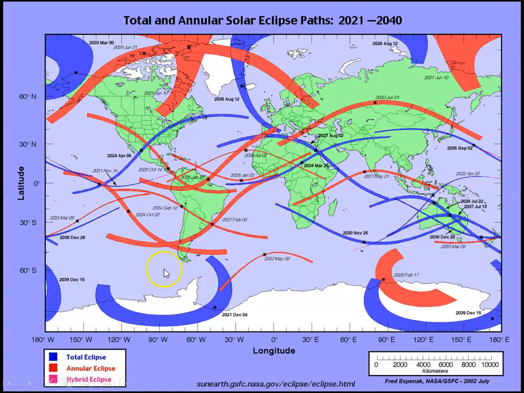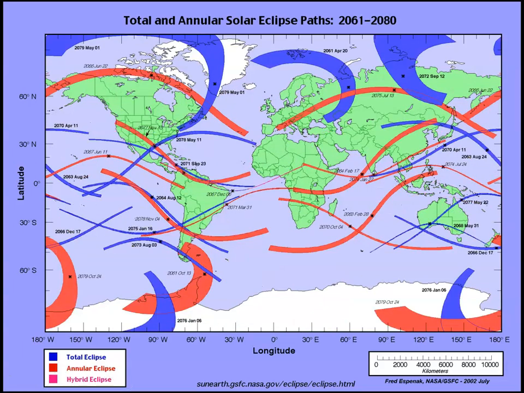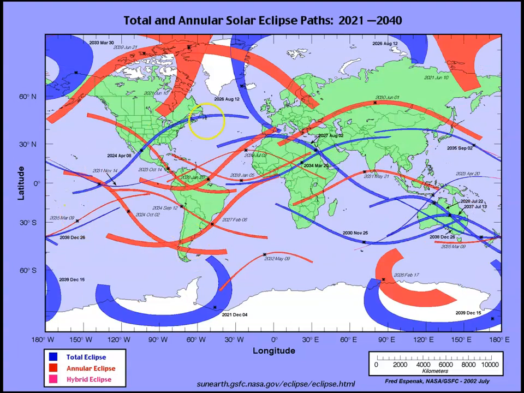So what about after that? What about 2021 to 2040? This shows the eclipses around the world during that 20-year period. And notice that there are quite a number that go through South America from 2021 to 2040. And then from 2041 to 2060, and 2061 to 2080. By the way, in these maps, the blue shaded regions show paths of totality for total solar eclipses. The red shaded regions show areas where people would see an annular eclipse.